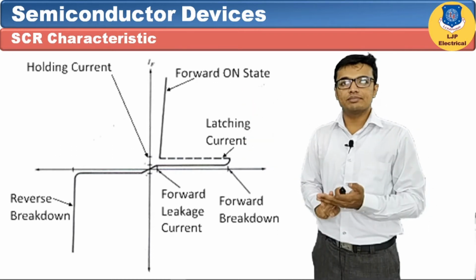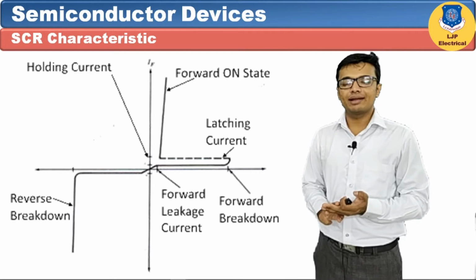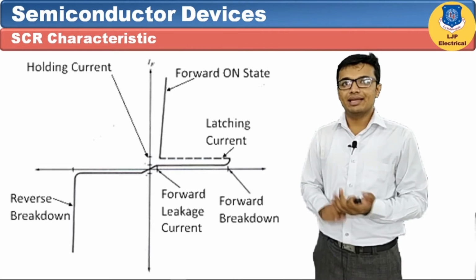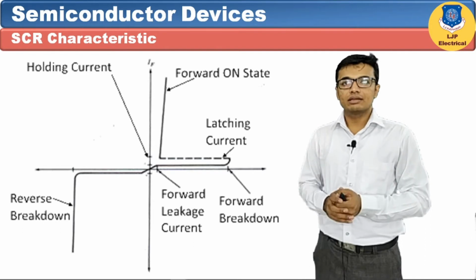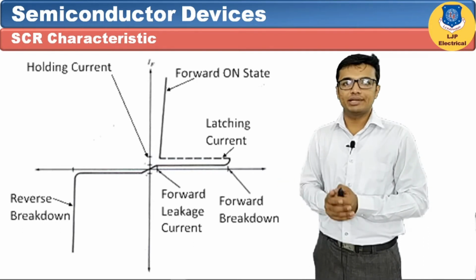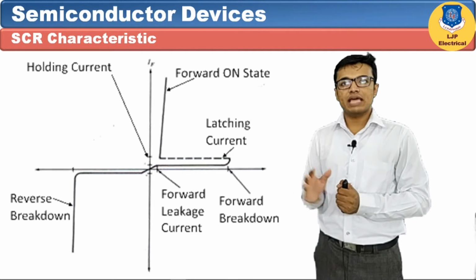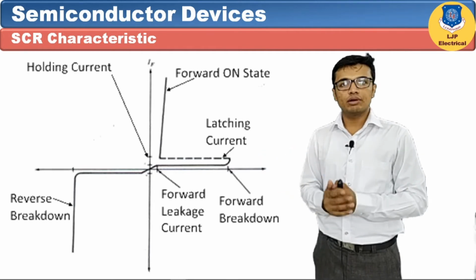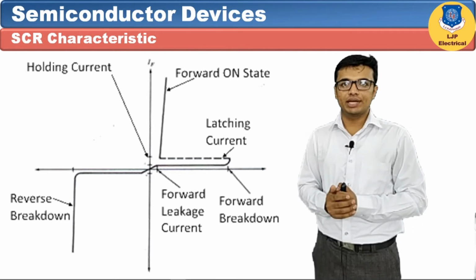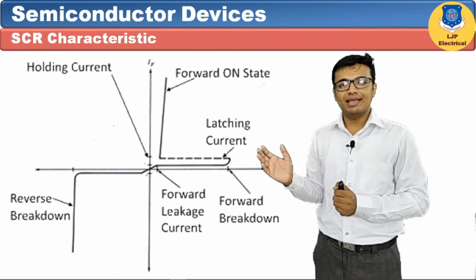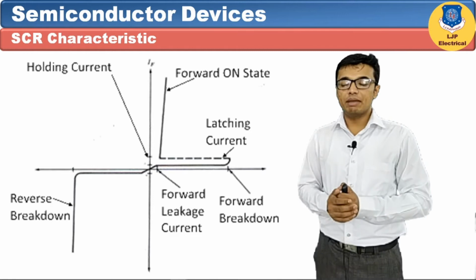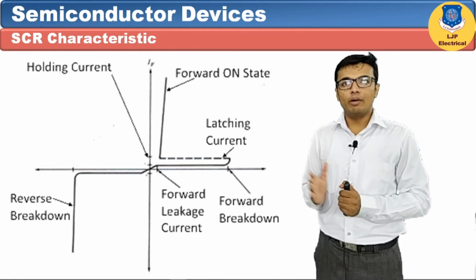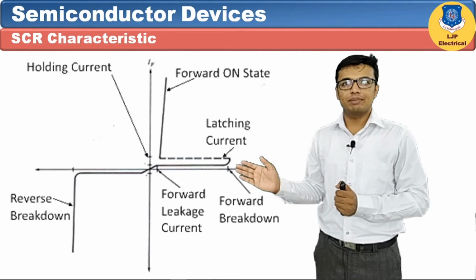There are three terms that are very important in the characteristics of SCR, that is forward breakdown voltage, latching current and holding current. The first term is forward breakdown voltage. After some forward voltage, the SCR will turn on. It is called the forward breakdown voltage. In a diode, the forward voltage may be 0.3 or 0.7 volt, but in SCR, the rating of forward voltage may be 1 to 1.5 volt. Before forward breakdown voltage, only leakage current will flow through the supply.